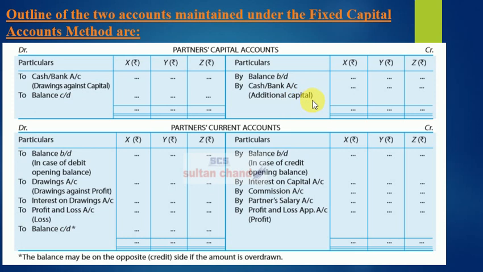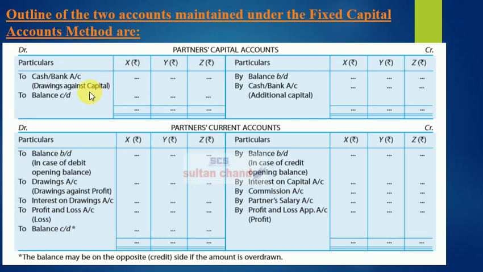Only two postings. On the debit side comes any capital withdrawn by the partner, or we can say drawings against capital. I repeat, if the capital is permanently withdrawn by the partners, which is also known as drawings against capital, the entry goes: partner's capital account debit to cash account or bank account. That is why it is coming on the debit side. This decreases the capital of the partner.